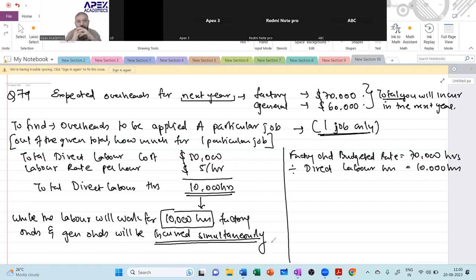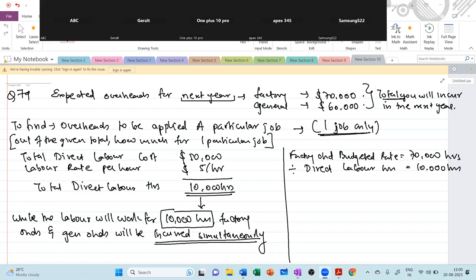Give me a thumbs up. Is this clear? Yes or no? Give me a thumbs up. Is this clear? Yes, sir. As long as the labor is working, the overheads will be incurred. Where the labor stops working, the overheads will stop getting incurred. Are we clear about this? Give me a thumbs up if you have understood. Everyone. Yes. Do we understand this? Okay. Yes, sir. Fair enough.